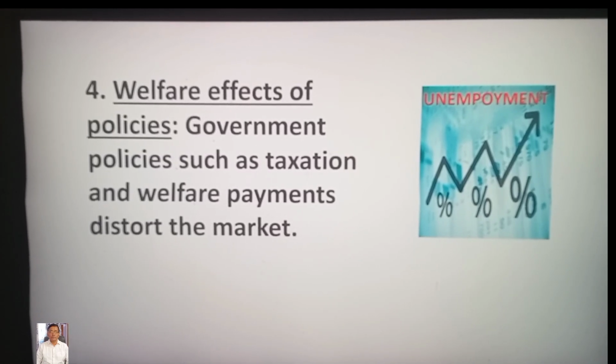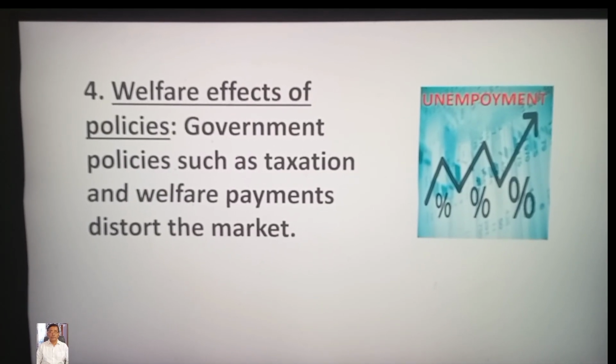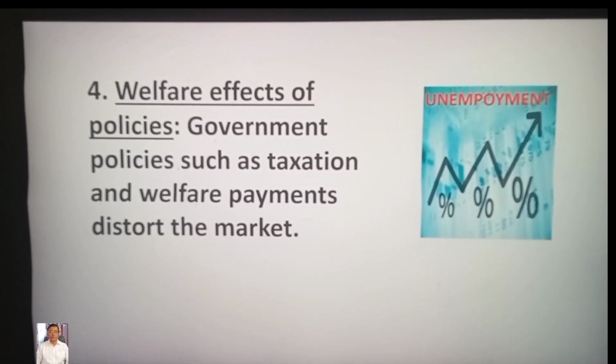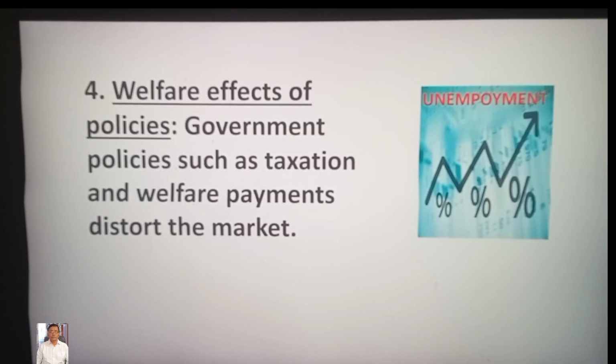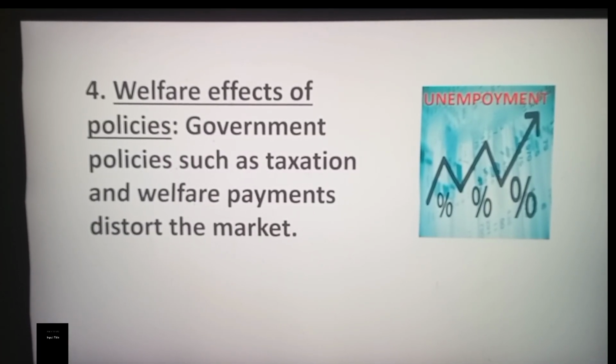Unemployment benefits like Bekar Bhata, Yuva Sathi, given out by the government may cause people to stay unemployed and receive free benefits instead of working.